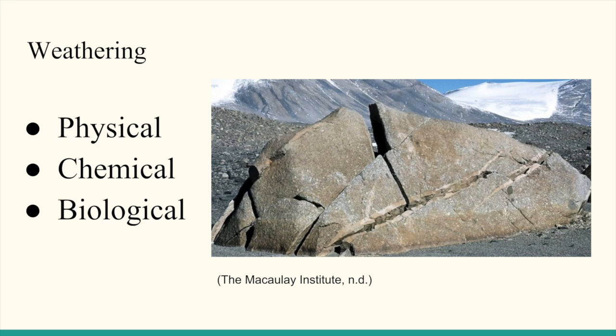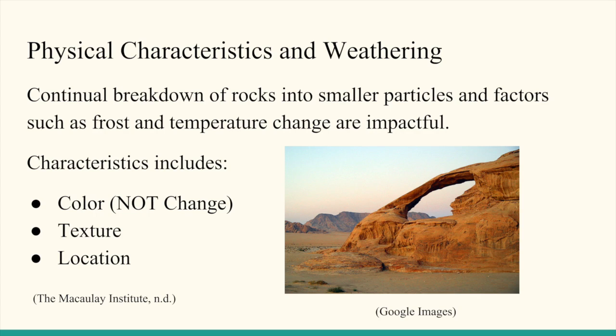Weathering. Well, weathering is the breakdown and decomposition of rocks and minerals, which includes air, water, sun, and frost. There are 2 main types, physical and chemical. But there's also biological, which is very critical, which is basically organisms breaking down the rock. As I explained before, the bacteria. Let's go into the physical characteristics of weathering.